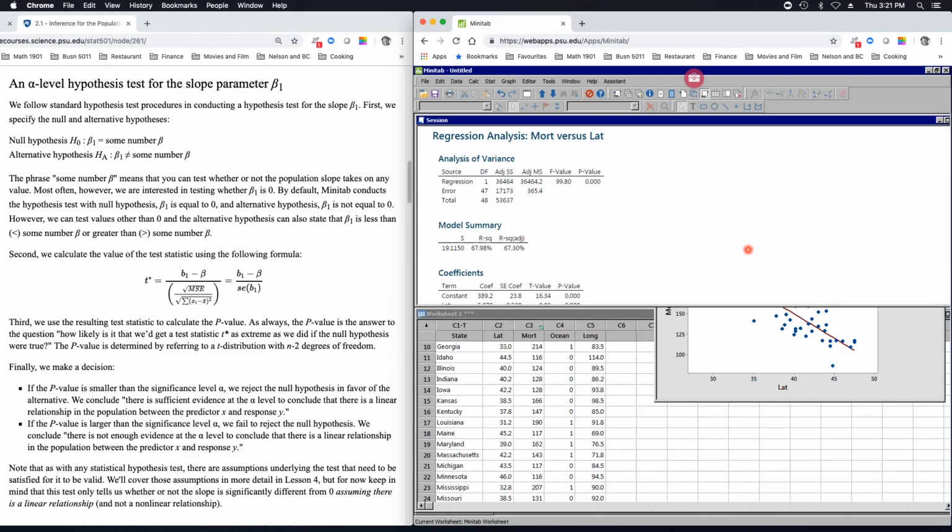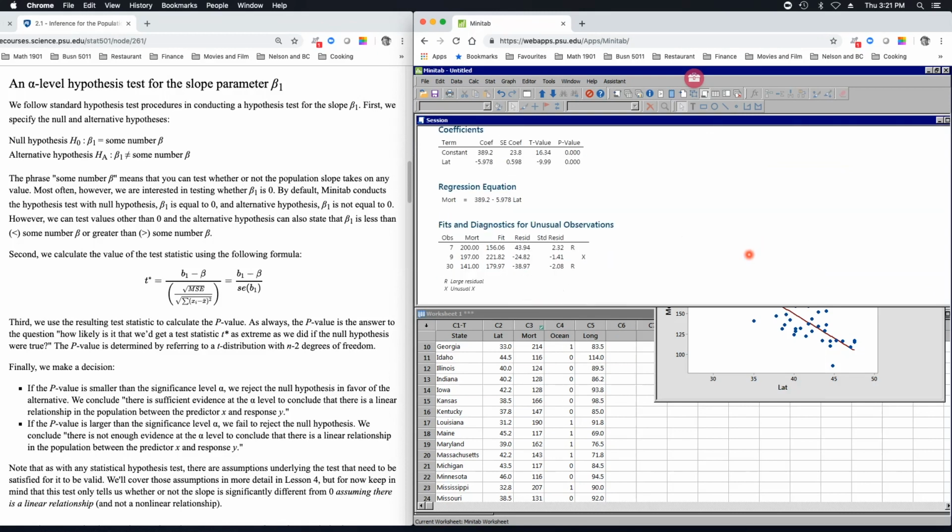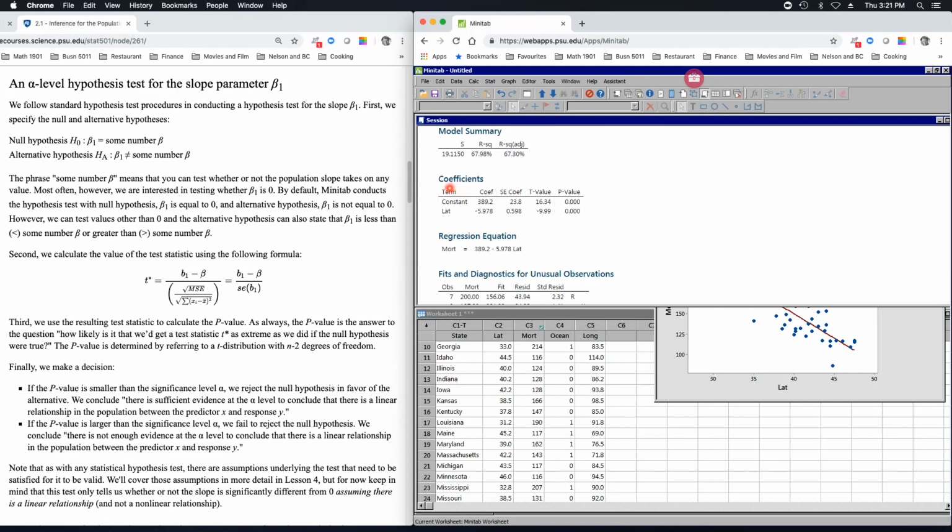And I'm going to look at the coefficients table. So this table here. There are two rows in the coefficients table. There's one corresponding to beta 0, which Minitab just labels constant. And then the second row is for the predictor latitude. So this is the one that we're interested in. This relates to beta 1, the slope.